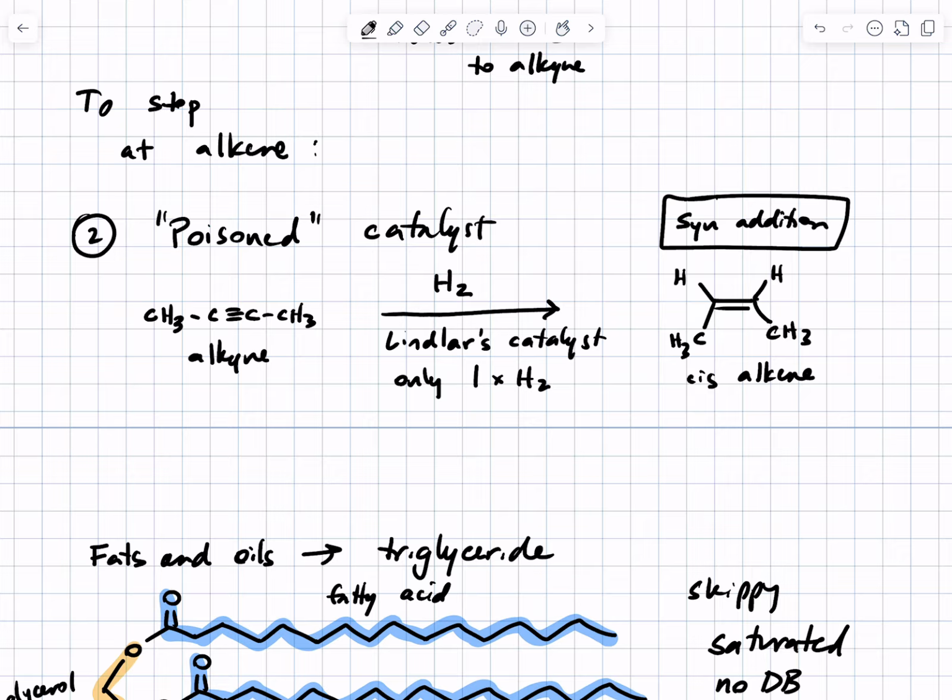Is that specific to Lindlar's catalyst or all poisoned catalysts? Okay, that's an interesting question. Lindlar's catalyst will be the only poisoned catalyst we use in this chapter, so the answer is yes and no, it doesn't matter. Okay. Others?